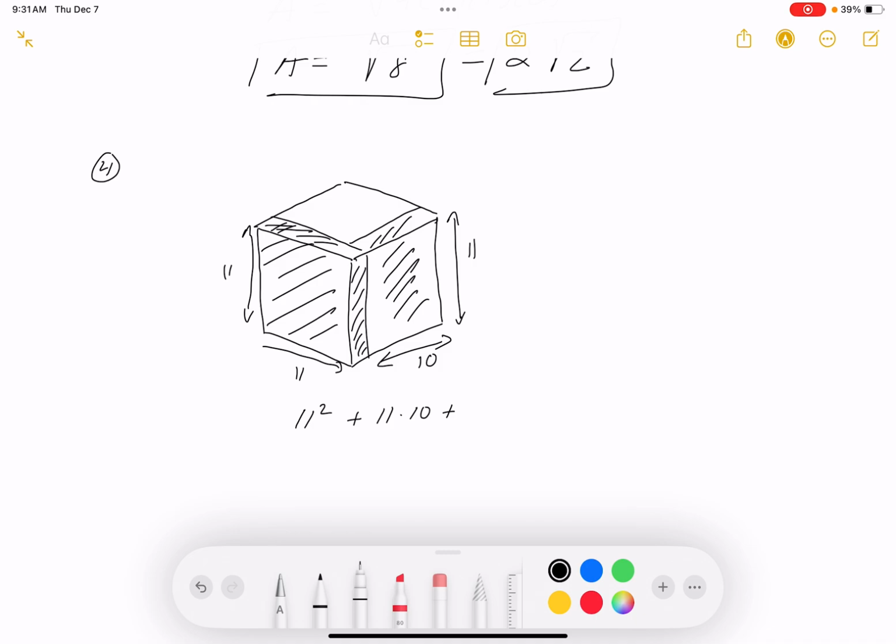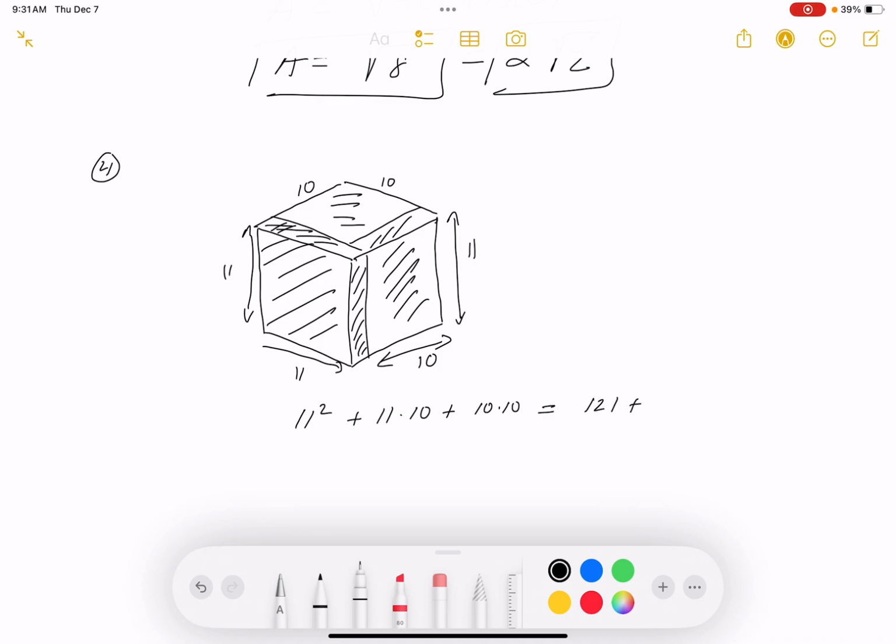Let's make sure I get everything accounted for at this point. I don't have everything accounted for, do I? The question is, what have I not accounted for? I've not accounted for this over here. So someone says, what's this going to be? Well, if you thought about it, there's 10 there and 10 over here, which is going to be 10 times 10, or 10 squared.